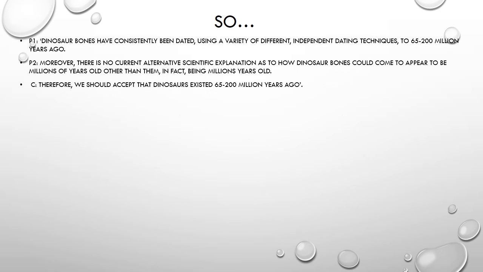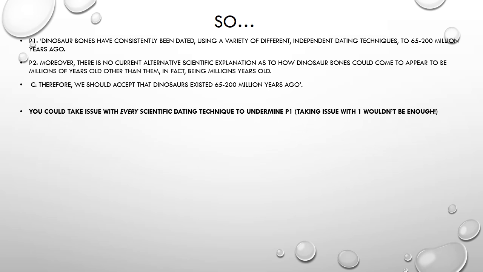However, so then, there's the argument. I've just put it in premises and the conclusion to separate out those two claims I made and then the conclusion I got to. Again, I'm not telling you what to believe. Some ways that we could make sure that we're taking issue with this argument correctly. You could undermine that first point, the first premise. The first premise is that dinosaur bones have consistently been dated using a variety of different independent dating techniques to many millions of years old.